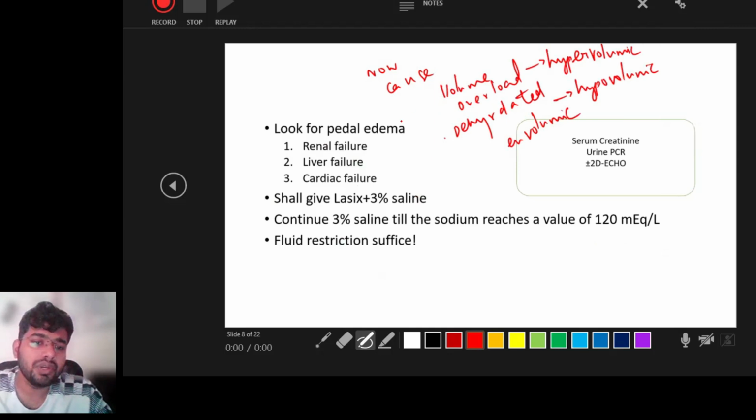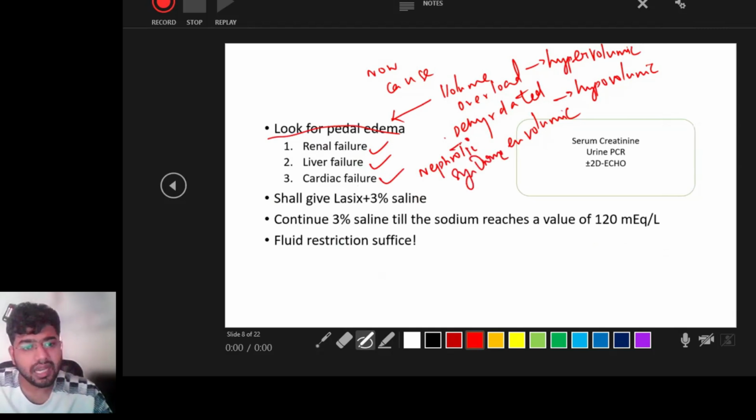For hypervolemic hyponatremia, we have to check for signs of volume overload, that is, looking for pedal edema, presacral edema, anasarca-like features. If the patient has these, then the possibilities are three failures: renal failure, liver failure, cardiac failure, and to a certain extent, nephrotic syndrome. If patients have these failures and there is considerable evidence suggesting that, then we can go in treating that. So we can start injection Lasix and continue 3% saline.